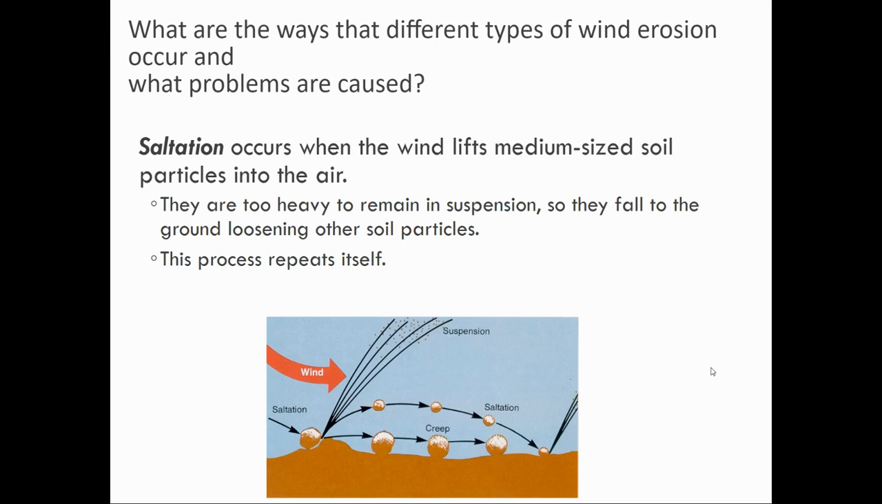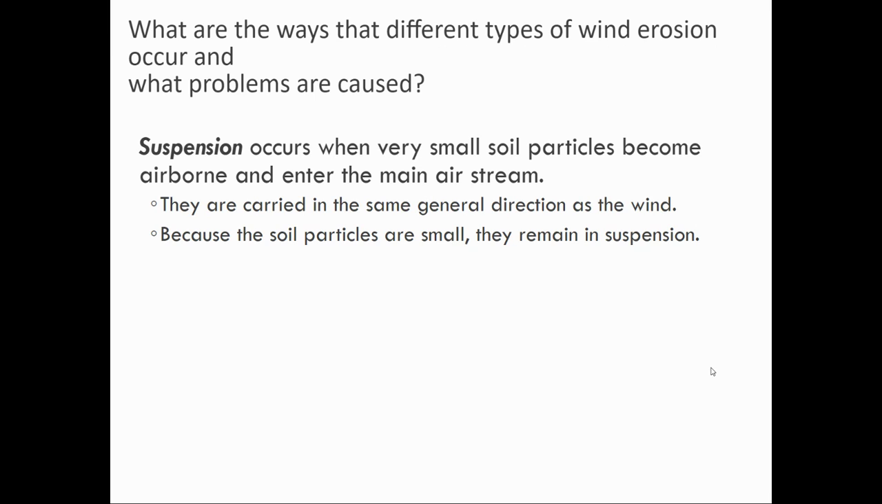Saltation occurs when wind lifts medium-sized soil particles into the air. They are too heavy to remain in suspension, so they fall to the ground, loosening other soil particles. This process will continue to repeat itself as long as the wind is acting on the area. So suspension occurs when very small soil particles become airborne and enter the main air stream. They are carried in the same general direction as the wind, and because the soil particles are small, they remain in suspension.